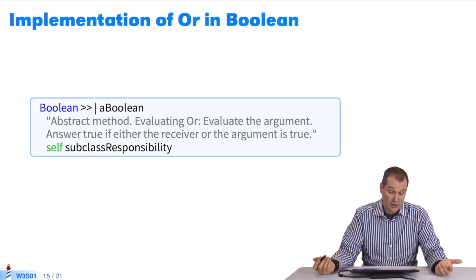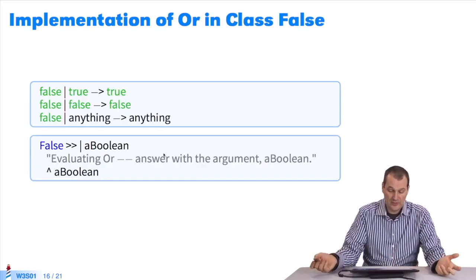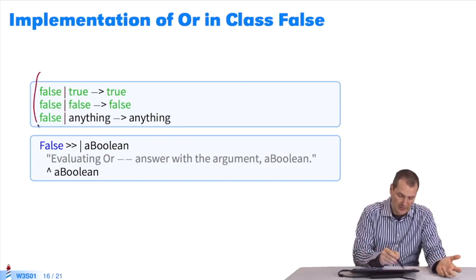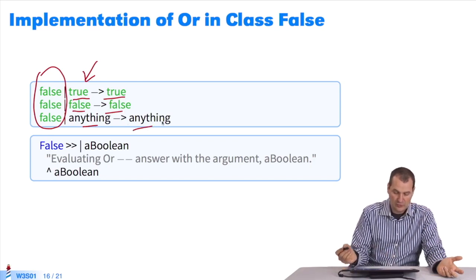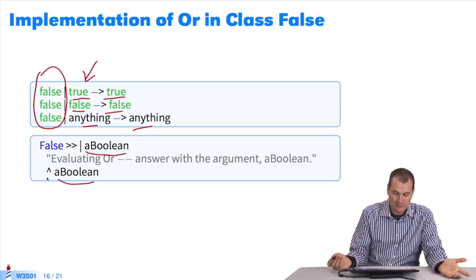I will define or in the abstract Boolean class as an abstract method. Very good. Then in the class False, it's written here. The receiver belongs to False. What do I return? When it's true, it returns true. When false, false. When anything, anything. So it means I return the argument. So here, the implementation of or in the class False is about returning the argument. That's exactly what we did.